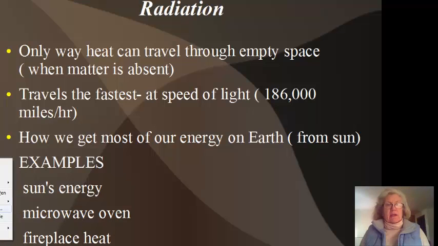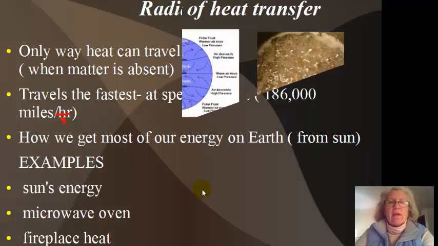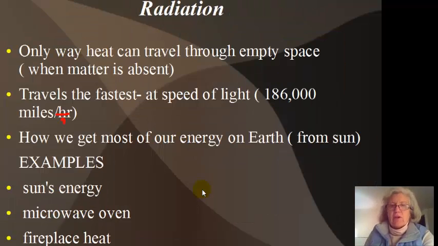Let's see if I can change this here to miles per second. There we go. And it's how we get most of our energy here on Earth. Examples are the sun's energy and a microwave oven. That's a type of radiation.